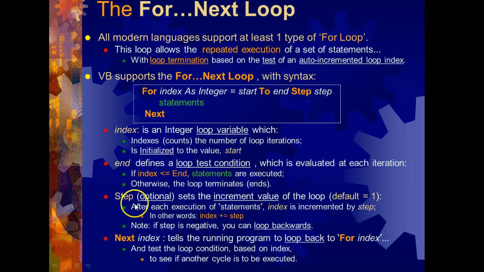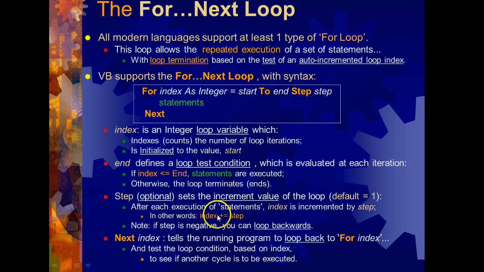Okay? Step, which is optional. So you don't have to have this here, but if you leave this part out, it's going to assume step is 1. Step's the increment value of the loop. The default is 1. So if you just leave out step, or you leave out these two parts, then it'll assume it's 1. After each execution of what's in here, index is incremented by step. In other words, index plus equals step.